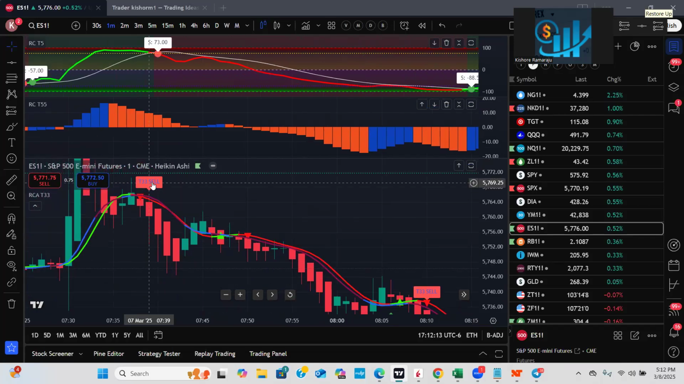you got a T33 sell. Score is around 73. That means it is overbought. So you got an orange candle, right? It is at the top. So from the top it will come down, or from the bottom it will go up. You got 73 and you got a sell, then it's a perfect short opportunity.